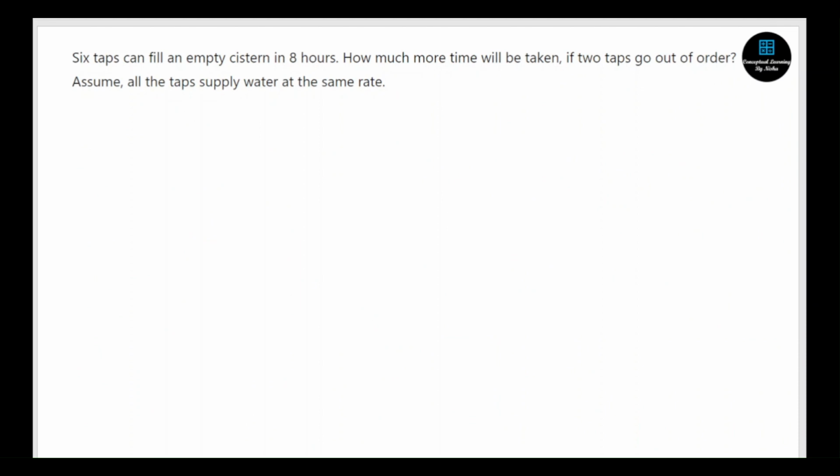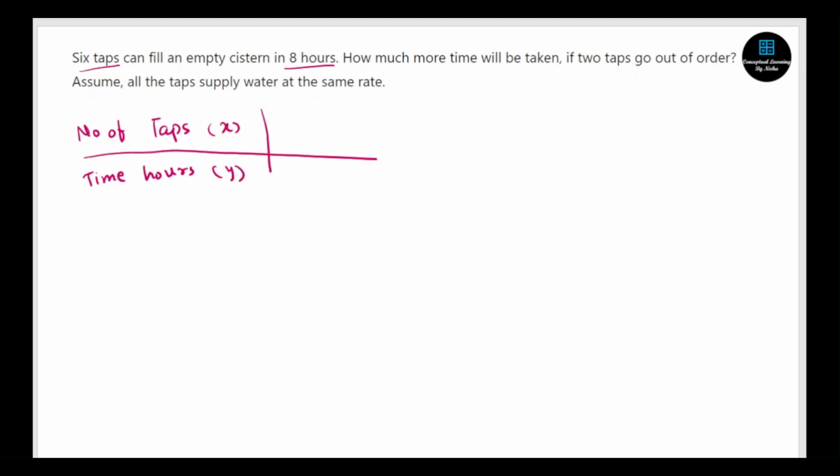Alright, now let's solve the next question. 6 taps can fill the empty cistern in 8 hours. So number of taps, which is x for us, and time, which is in hours, this is y for us. So what I can say, 6 can fill in 8 hours. Now 2 taps were out of order. So 6 minus 2, which is 4, and you have to find the value of y.